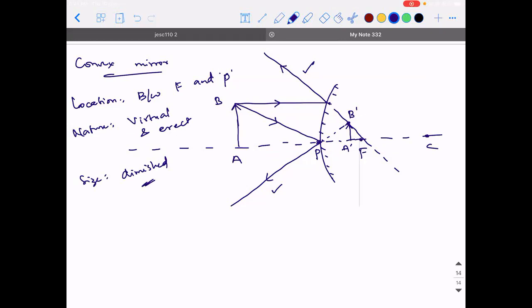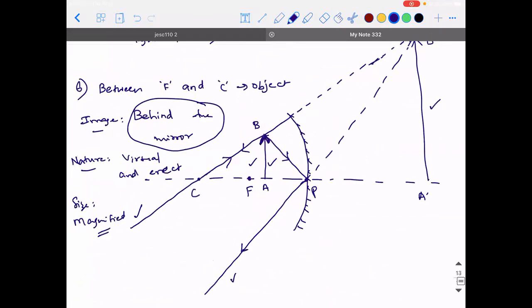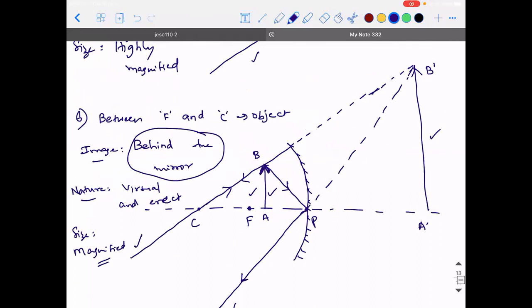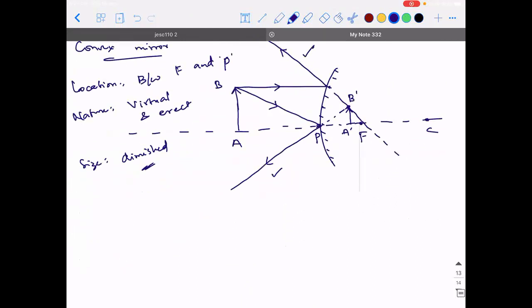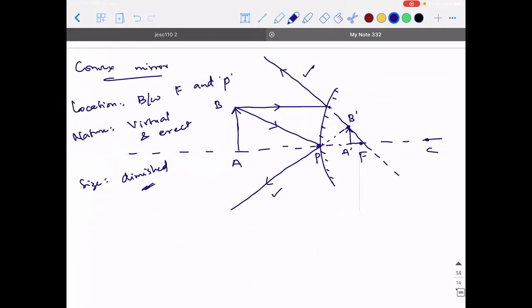So you can ask me a question, sir. You mean to say that concave mirror doesn't form a virtual image? I didn't say that. Concave mirror also forms a virtual image, but what is the size of the virtual image? It is magnified. So on a real-time basis, if you want a diminished, virtual and erect image of an object, what kind of a mirror are you supposed to use?